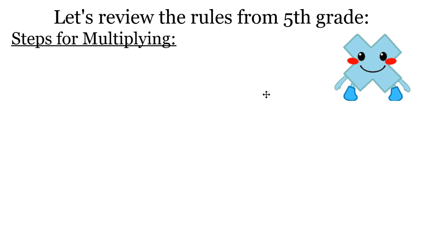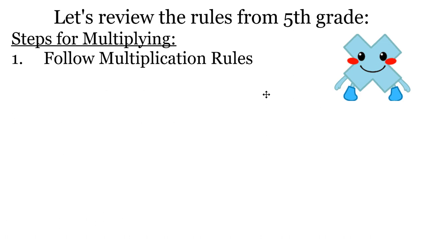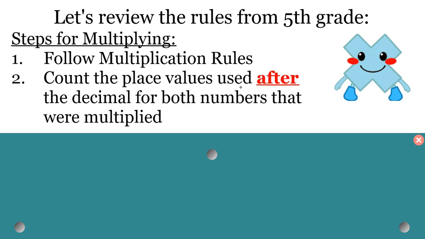So our steps for multiplying are pretty straightforward. We're just going to follow our regular multiplication rules, just like we normally would when we go to multiply a 2-digit number by a single-digit or 3-digit number and so on. We would just go ahead and multiply, follow our rules, multiply the ones, multiply the tens, and so on. Second step, we would count the place values used after the decimal for both numbers that were multiplied.